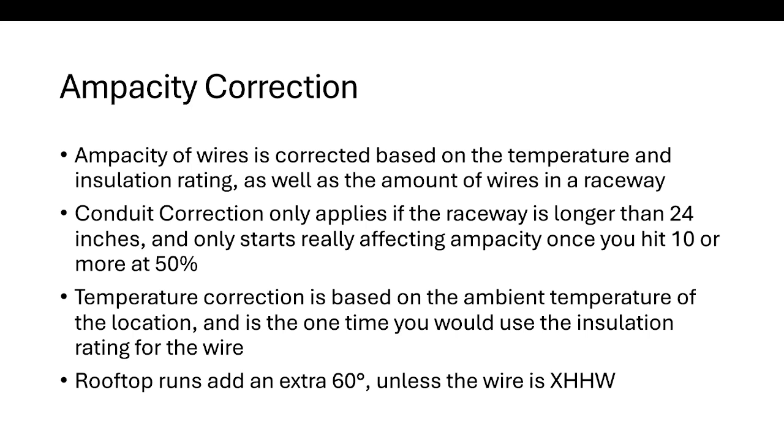Temperature correction is based on the ambient temperature of the location and is one time you would use the insulation rating for the wire. So, for example, if you're running THHN wire and you're running it through a hot location, you would use the 90-degree column in this case specifically.